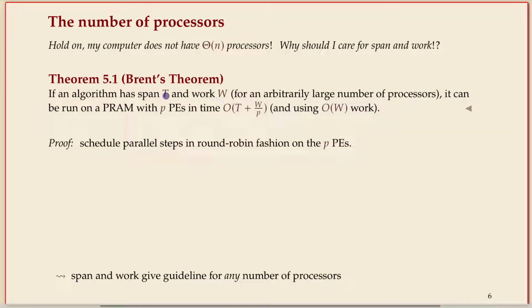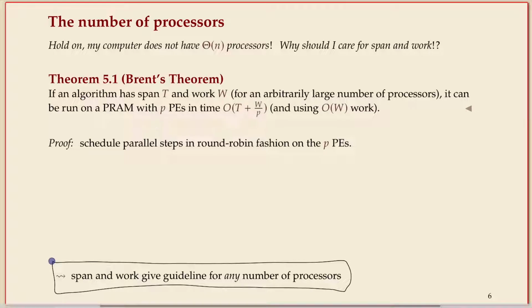So you have an algorithm with time t, work w. Then you can always simulate that algorithm on a specific PRAM that has p processing elements in time that's not t, but t plus w divided by p, and roughly the same work. So in a way, before we look into why that's true, I want to point out this corollary of this.